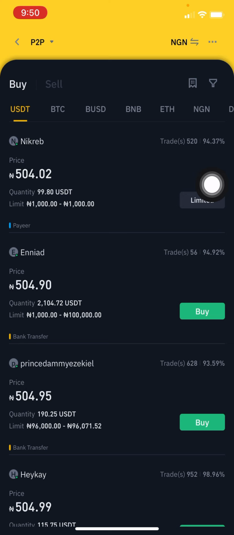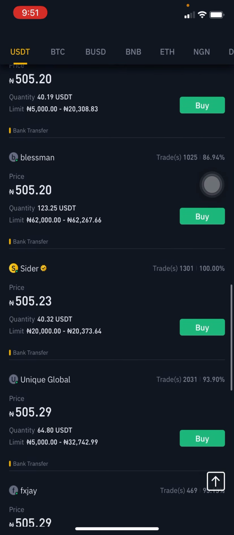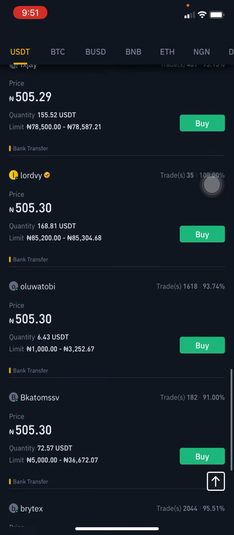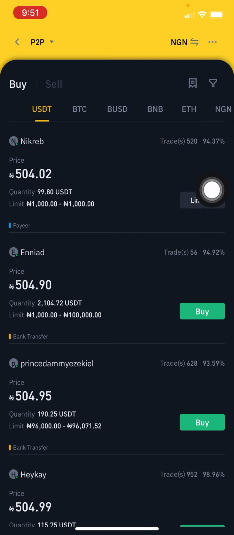So when you click on buy, this is the platform where you can buy from different sellers. Okay, so this particular crypto right here, this is USDT, this is Bitcoin, this is BUSD, this is BNB, this is Ethereum, and so many of them right there.